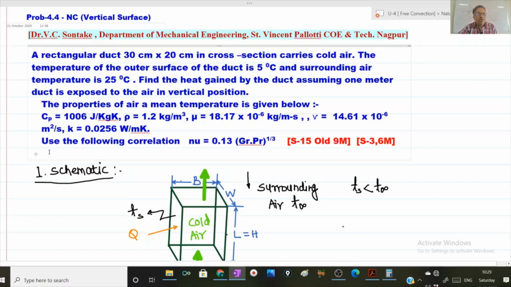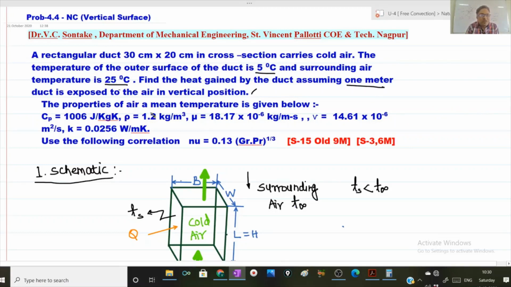Problem 4.4 NC. It is based on heat transfer by free convection from vertical surface. Problem statement is like this. A rectangular duct 30 cm by 20 cm in cross section carries cold air. The temperature of the outer surface of the duct is 5 degrees Celsius and surrounding air temperature is 25 degrees Celsius. Find the heat gained by the duct assuming 1 meter duct is exposed to the air in vertical position.